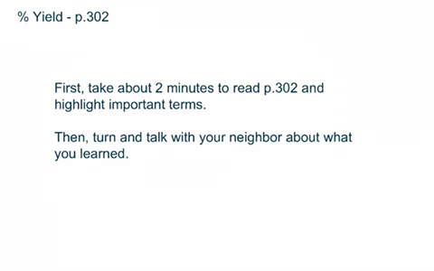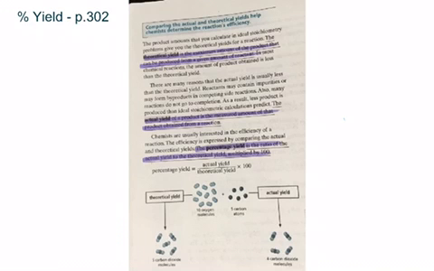So if you will, first take about 2 to 3 minutes to read page 302 and highlight the terms that you think are important. Then once you finish, turn and talk with your neighbor about what you learned. So you can pause the video while you do this. Alright, now let's take a look at some of the things you probably picked out.